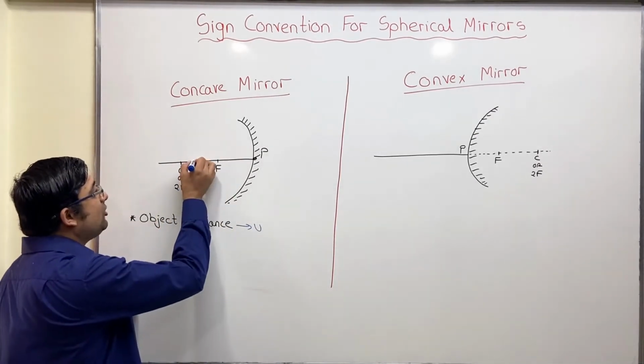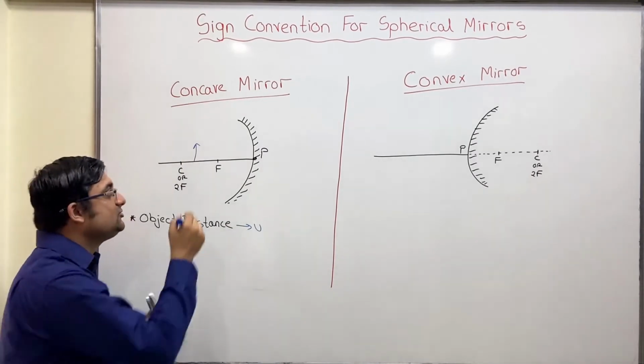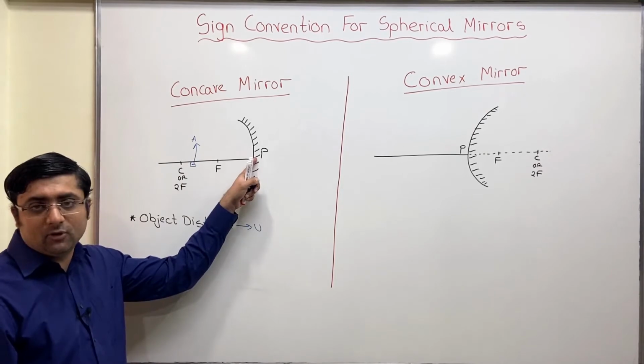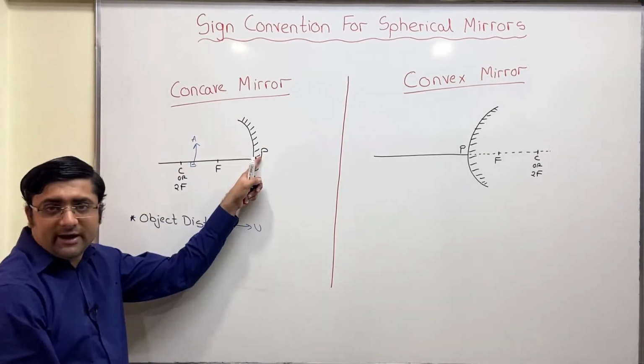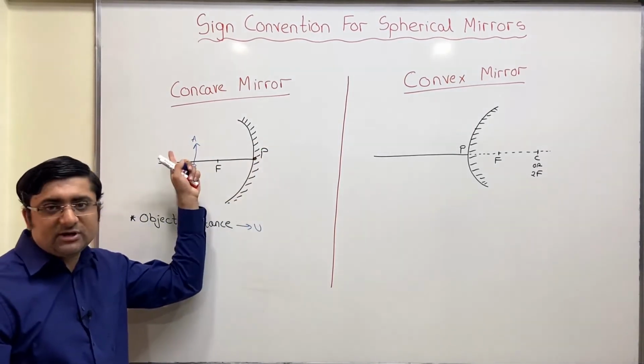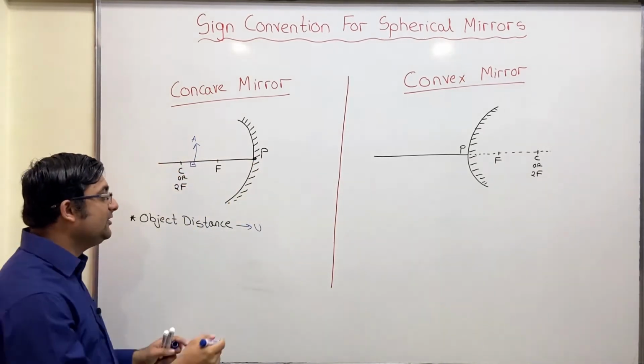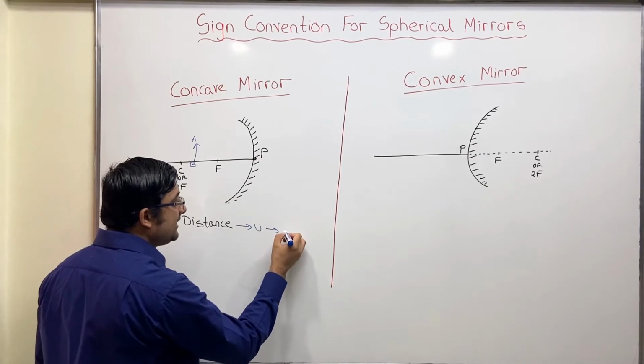So let's say we place the object over here, right? Let's say AB is my object. Now, guys, with respect to the pole, is the object on the left or right? With respect to the pole, the object is on the left, na? It will always be on the left. Left hand side means negative. So object distance is always taken as negative.